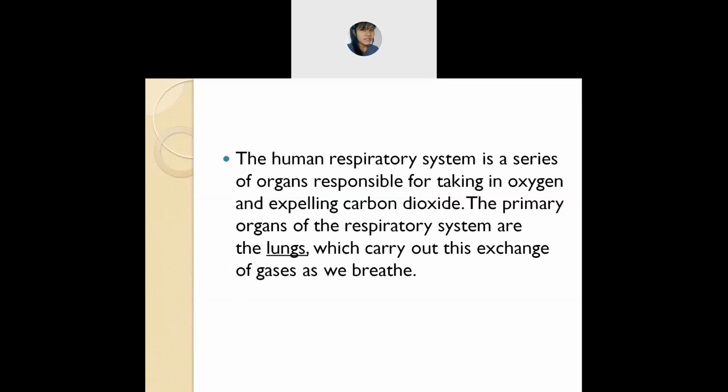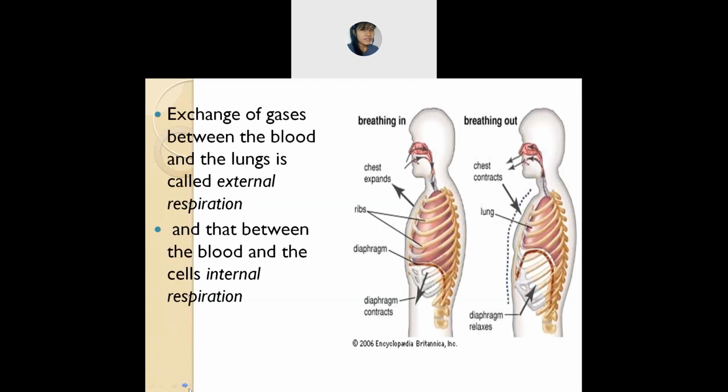If you understand this part, everyone? Yes, ma'am. Okay. Next, you have two types of respiration, that is internal as well as external respiration.